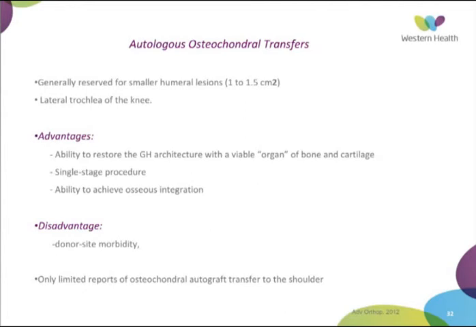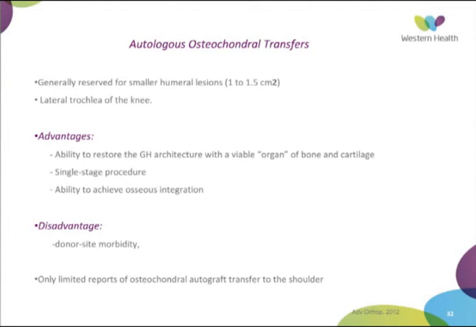About the autologous osteochondral transfer, they're normally reserved for small lesions, about 1 to 1.5 square centimeters. Normally, that graft is taken from the lateral trochlea of the knee. The advantages that it has is that it can restore the glenohumeral architecture. It's a single-stage procedure, and it gives good osseous integration. Its unique disadvantage is the donor site morbidity.